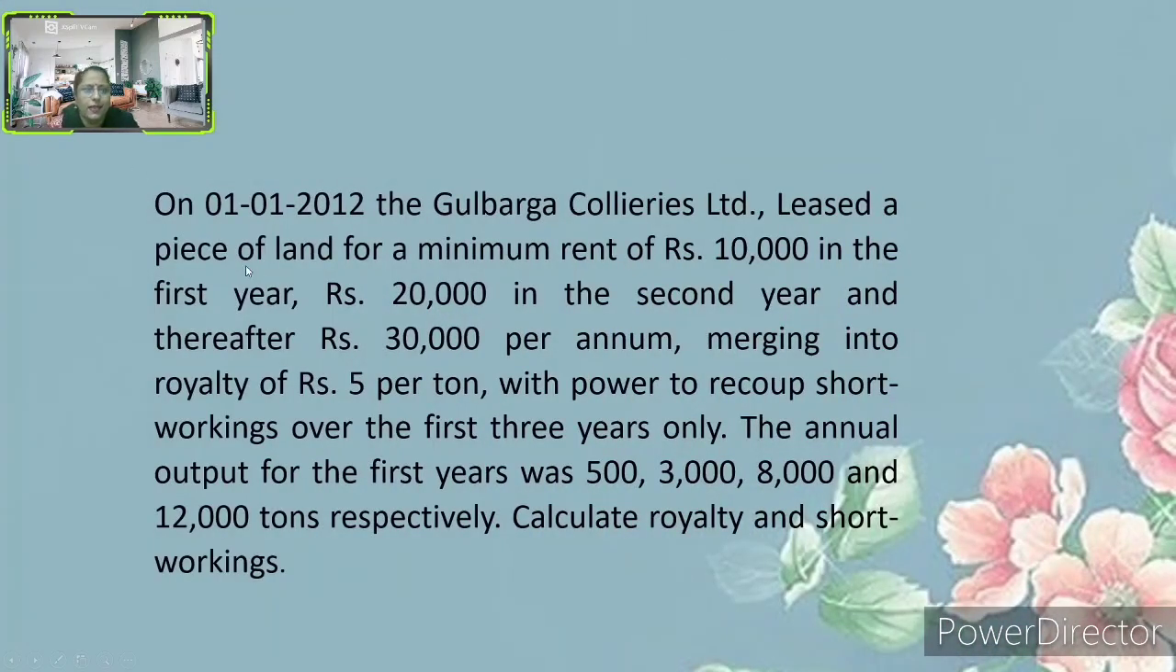This is the next problem. On 1/1/2010, Gulbarga Limited leased a piece of land for a minimum rent of 10,000 in the first year, 20,000 in the second year, and thereafter 30,000 per annum, merging into the royalty of 5 rupees per ton, with the power to recoup short workings over the first 3 years. We can recover the short workings for the first 3 years only. The annual output for the first 4 years was 500, 3,000, 8,000 and 12,000 tons respectively. Calculate the royalty and short workings.